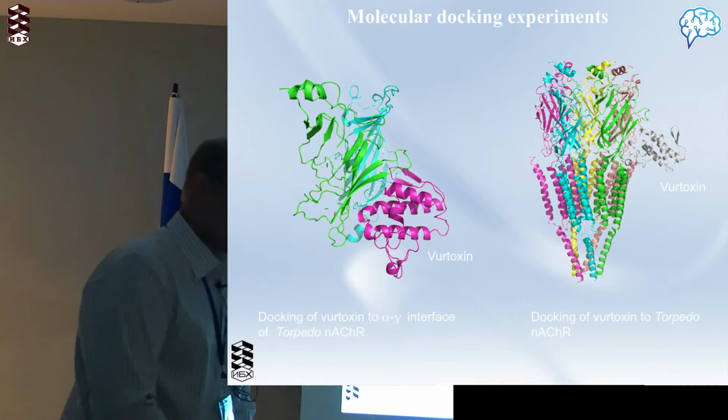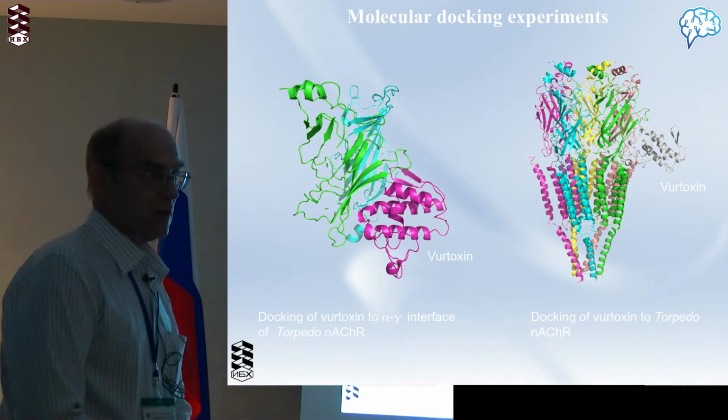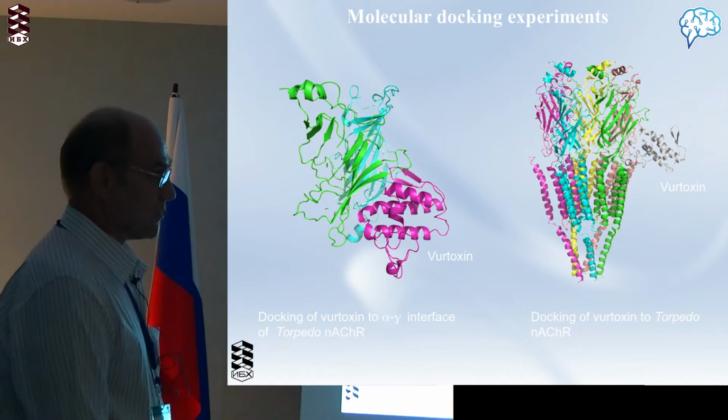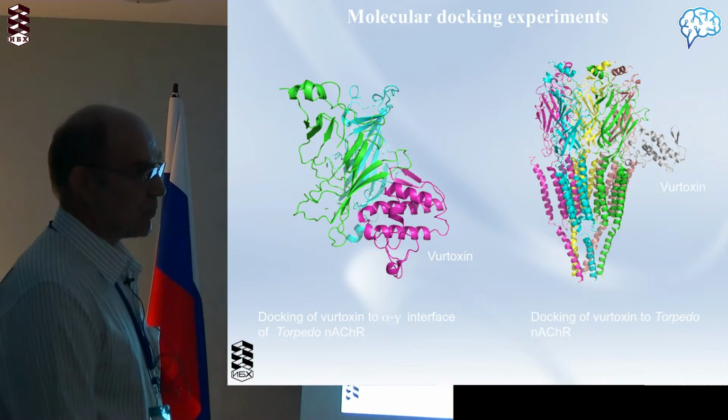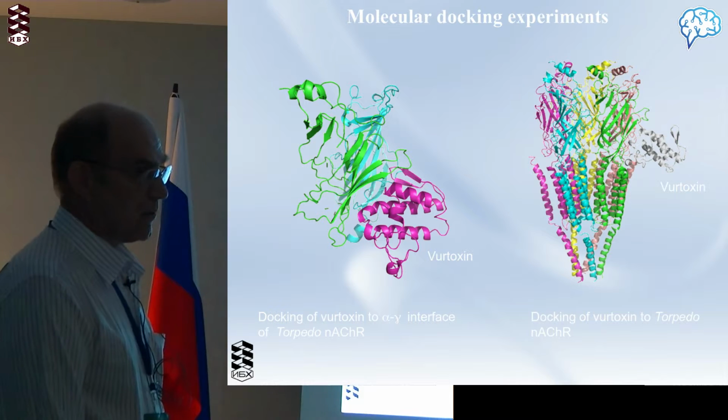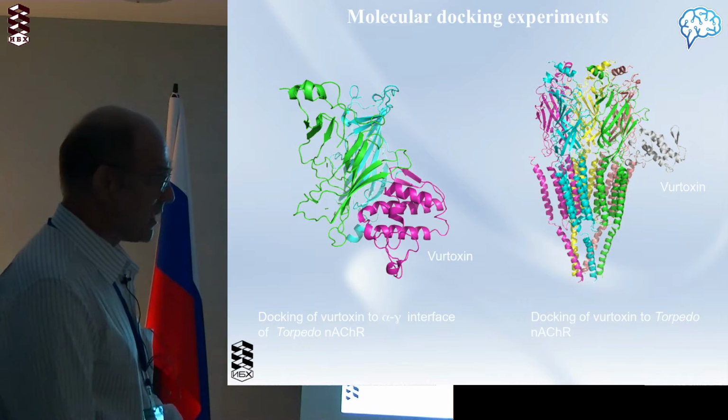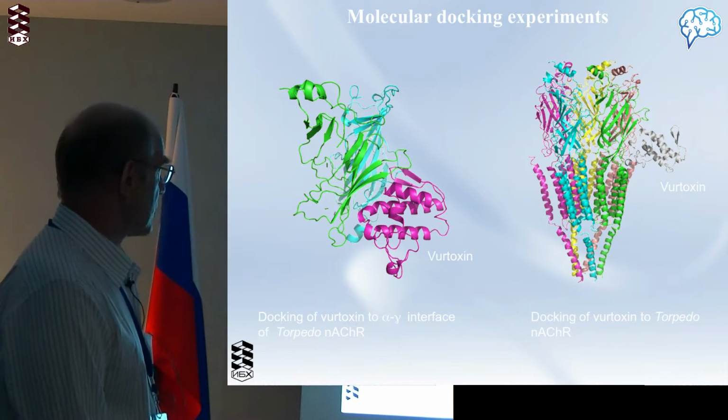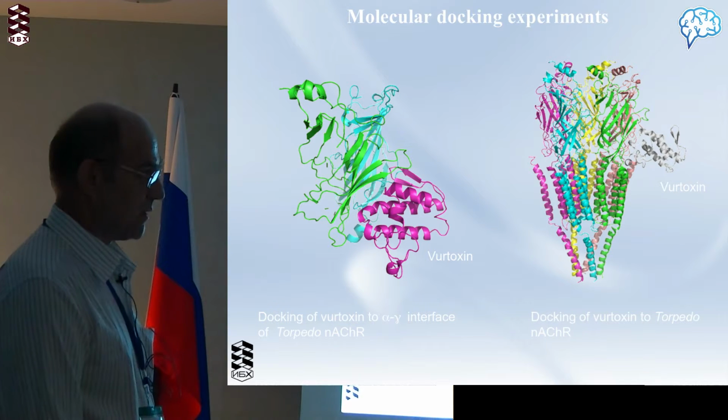We have observed that again this toxin interacts with nicotinic acetylcholine receptor in some non-competitive manner. At the same time, it competes with α-bungarotoxin for the binding.